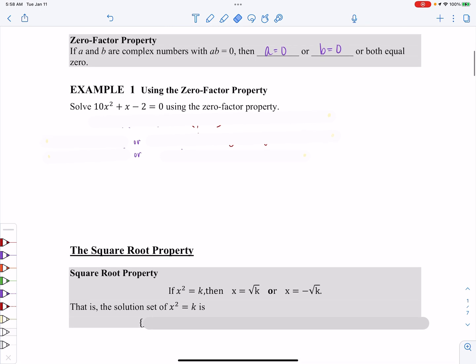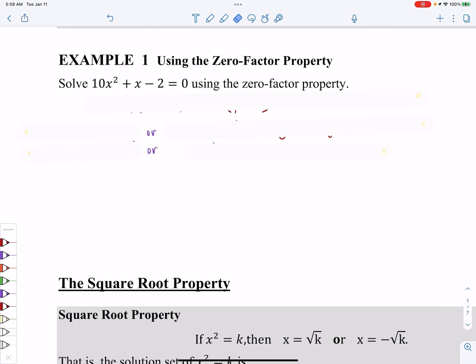So in example number 1, when it says to use the zero factor property to solve this, the very first thing we have to do is factor. By the time you get to this course, you should be familiar with factoring. So this is not a video on how to factor. This is just simply a video on using factoring to solve the quadratic equation. So when we factor this trinomial 10x squared plus x minus 2, then we're going to have the binomial 5x minus 2 quantity times the quantity 2x plus 1. So our very first step then is to factor.